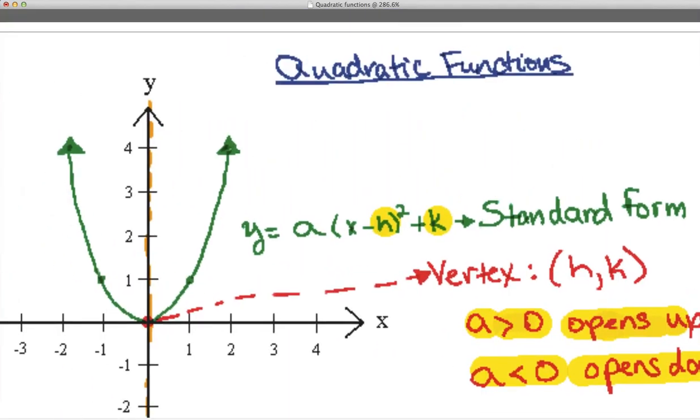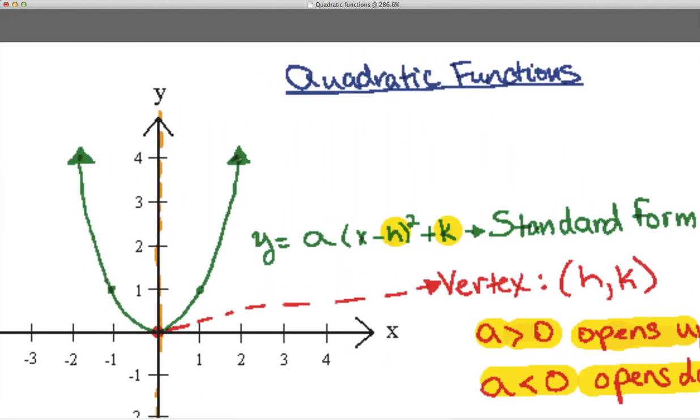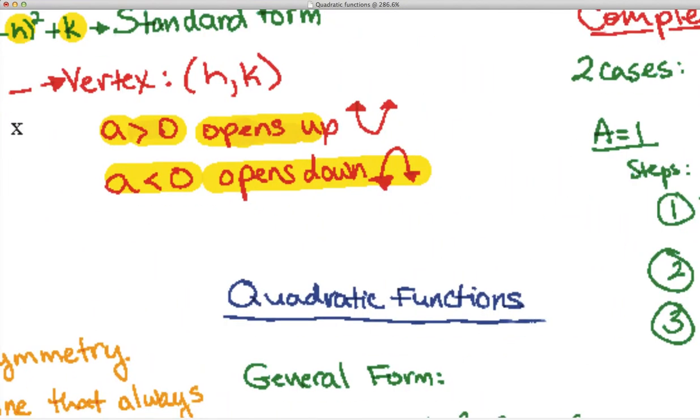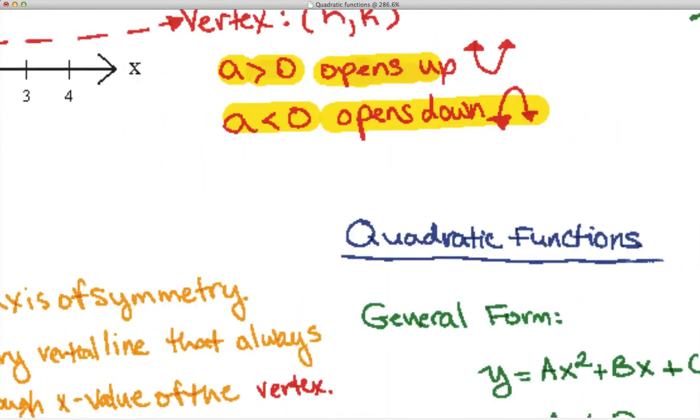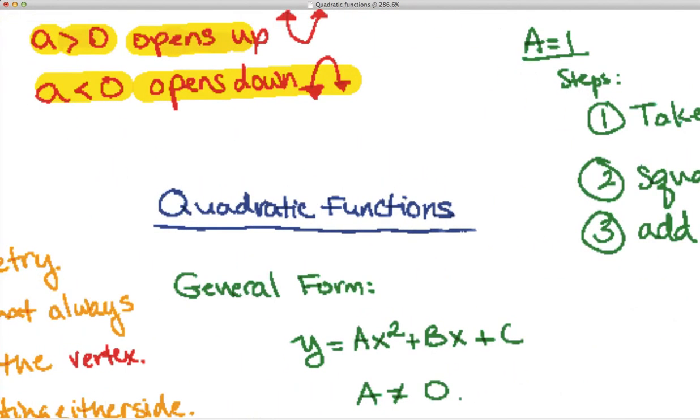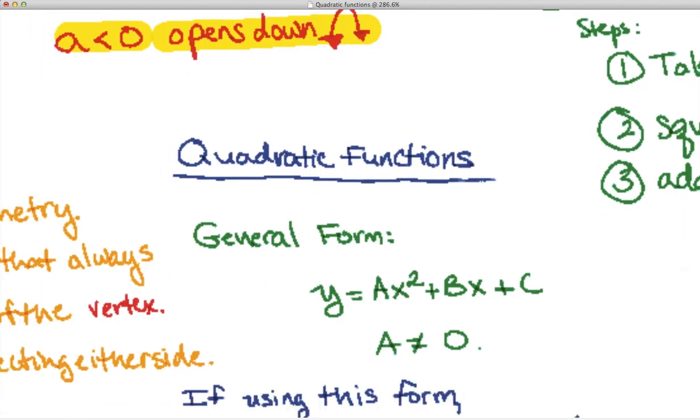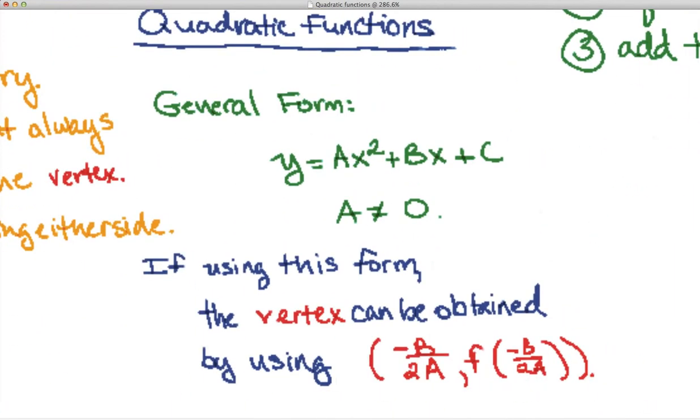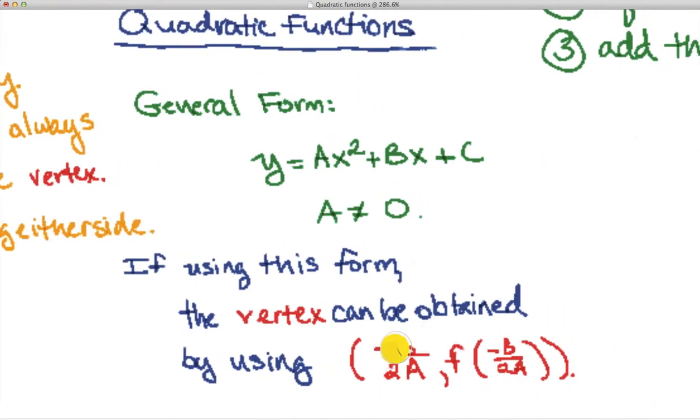You might see the function not in standard form, but in general form. Okay. And the general form looks like that. And if you're asked to find the vertex in that manner, you have to use this formula, in which the x value will be taking minus b over 2a, and f of minus b over 2a.